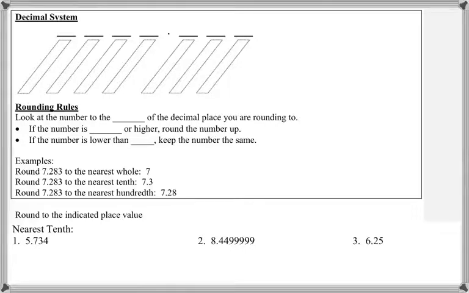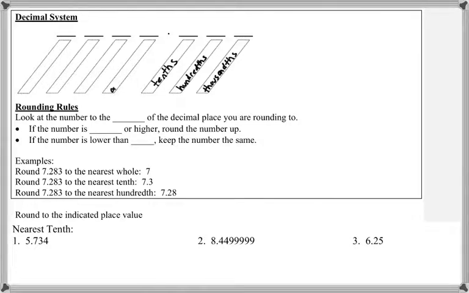We start out by talking about the decimal system. So we have many different place values in our decimal system. This is the thousandths. This is the hundredths. This is called the tenths.